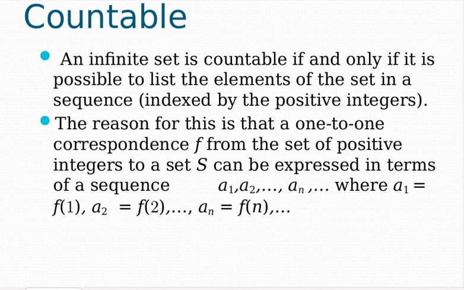An infinite set is countable if and only if it is possible to list the elements of the set in a sequence. For example, they can be indexed by the positive integers. Now, if you remember, we had said that a sequence could start from 0, and it could also start from 1. And for every number we have a mapping, for example, 0, 1, 2, 3, and it continues.